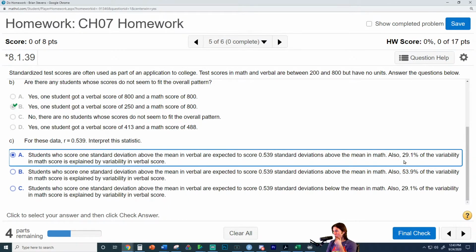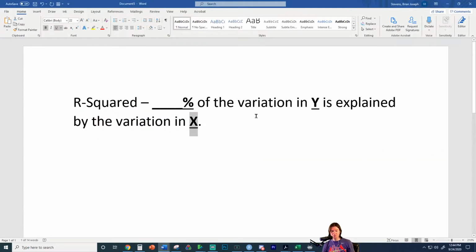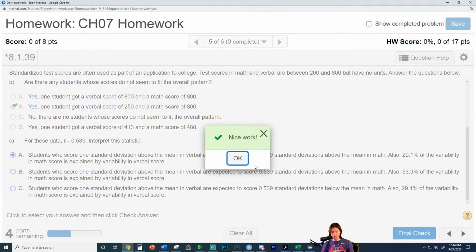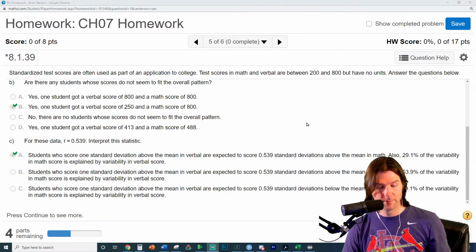We also have 29.1% of the variability in math scores explained by the variability in verbal score, which is very close to what we just wrote a moment ago. 29.1% of the variation in the verbal scores is explained by the variation in the math scores. So very key, we see that my interpretation that I use all the time is very similar to what Pearson wants you to do. And we did it. We got that one right.